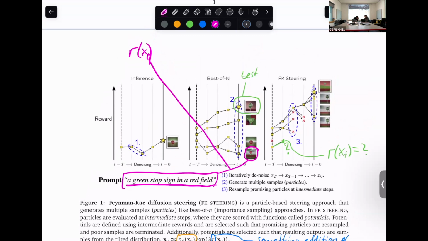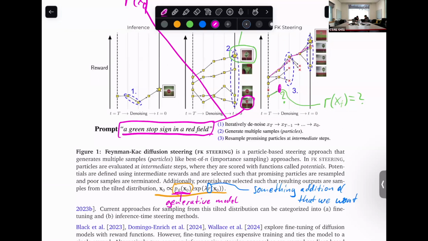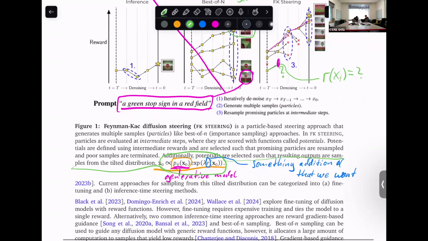But how do we come up with these intermediate rewards is a question, and then also how do we end up with this correct procedure such that we do what they promised us here. We actually... potentials are selected just that resulting outputs are sampled from the tilted distribution, and this is actually the case. Yeah, exactly. Okay. So we want to balance these two things.